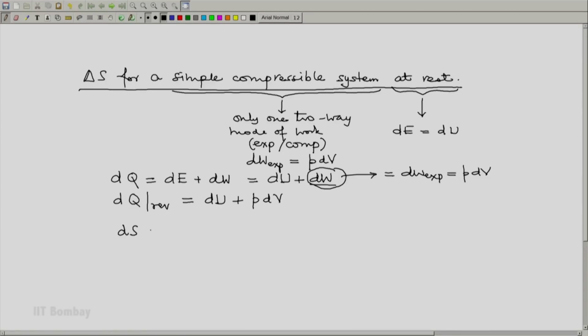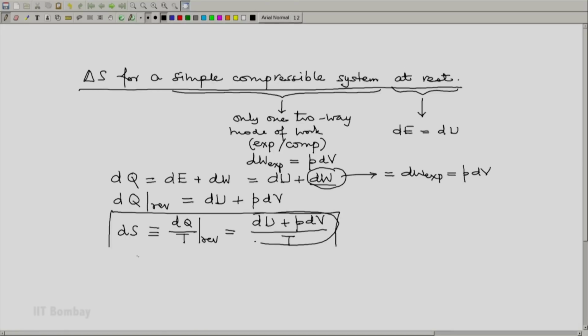ds, which is defined as dq by T reversible, is dU plus pdV by T. It is this expression which we will need to integrate to obtain the change in entropy between two states.